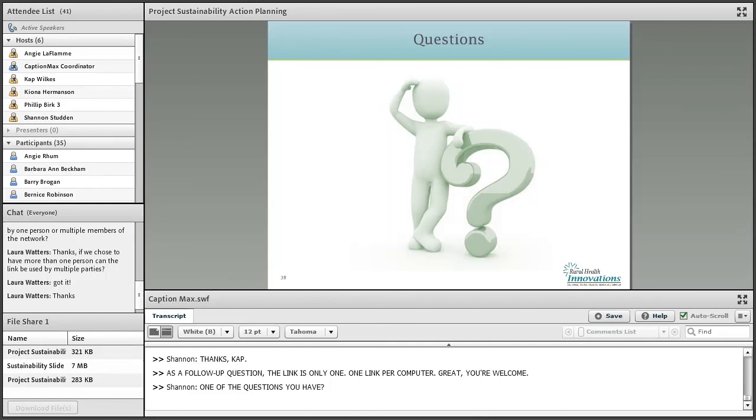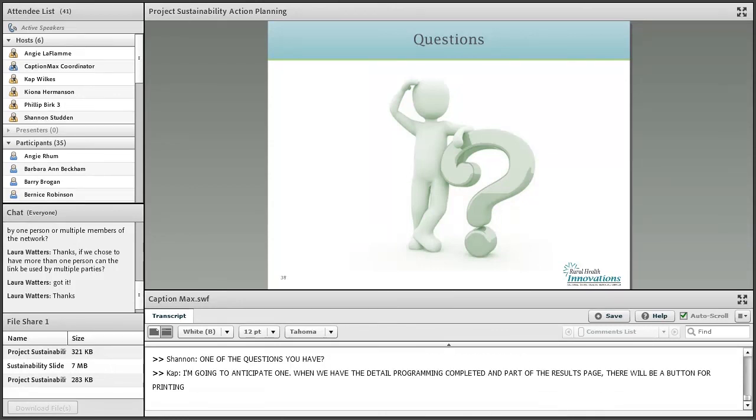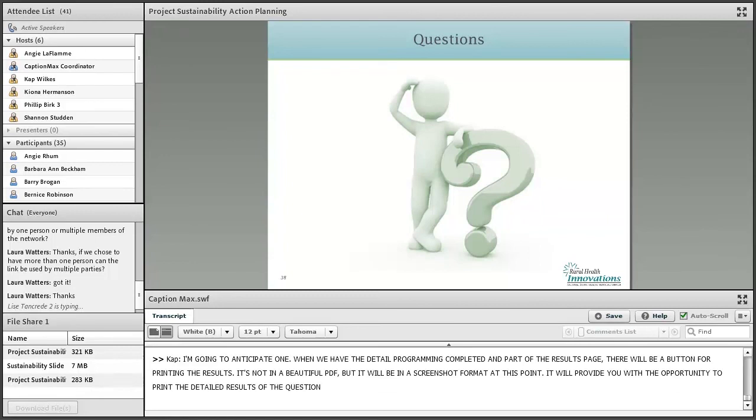I'm going to anticipate one is if the results will come in a printable format. When we have the detail programming completed and part of the results page, there'll be a button for printing the results. It's not in a beautiful PDF, but it will be in a screenshot format at this point, but it will provide you with the opportunity to print the detailed results of the question.